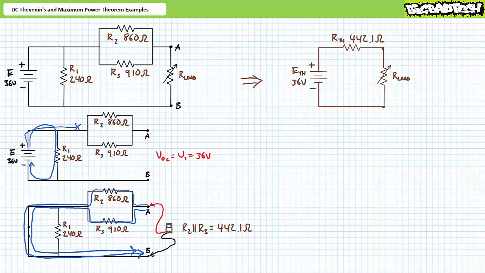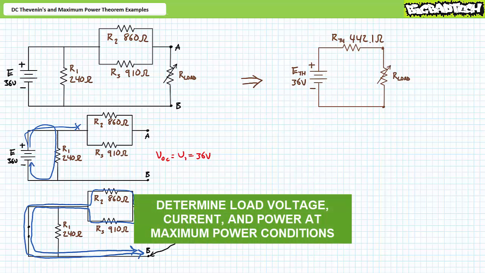Our Thevenin's equivalent circuit is therefore the series combination of ETH at 36 volts and RTH at 442.1 ohms in series with a variable load resistor, R load. Stage 2 of this illustrated example problem now dictates we determine the load resistance which receives maximum power. Additionally, see if you can solve for voltage, current, and power for the load at conditions of maximum power.